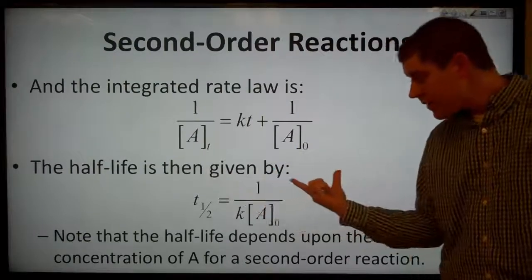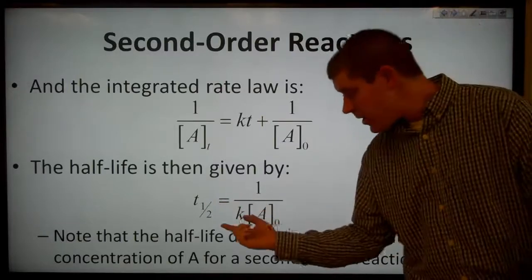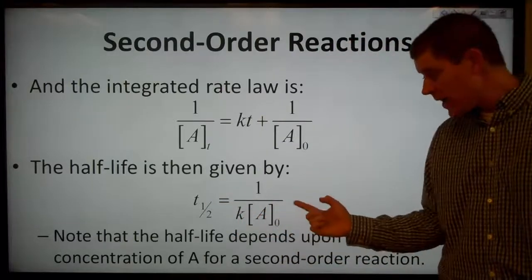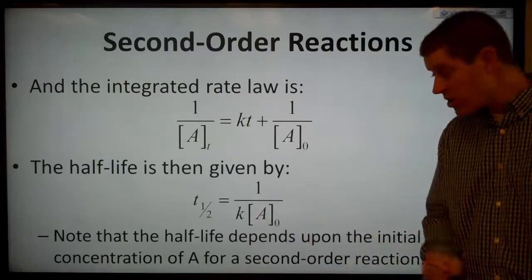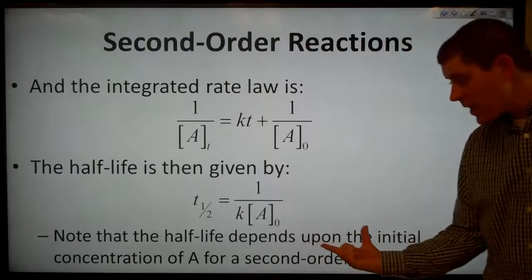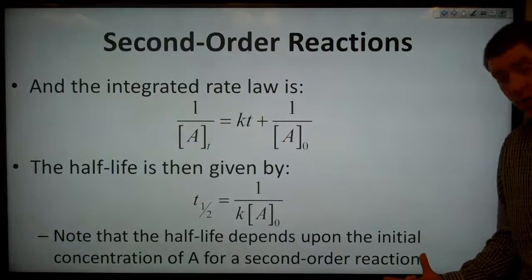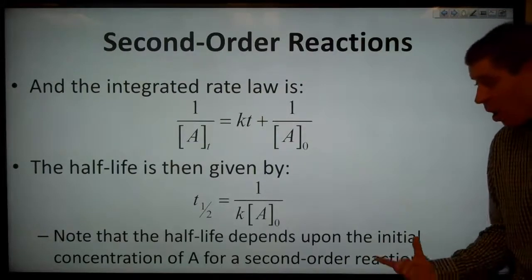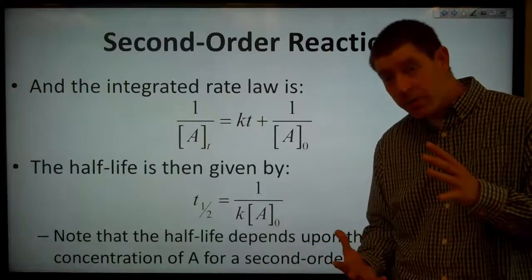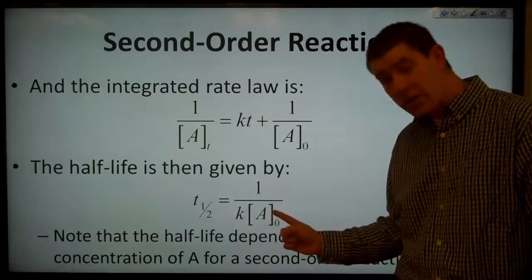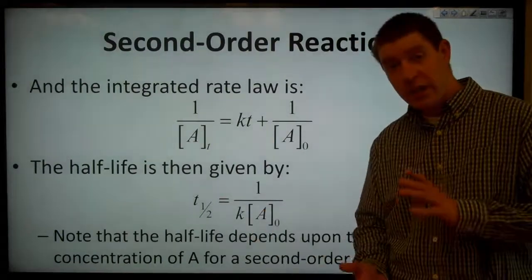And then the half-life is given by this equation. So t1/2 is equal to 1 over k times A naught, our initial concentration of A. So note that our half-life now depends on the initial concentration of A for our second order reaction. Also note that as our initial concentration gets larger, the value of our denominator gets larger, which means the value of our fraction gets smaller. And that means that our half-life is getting smaller.